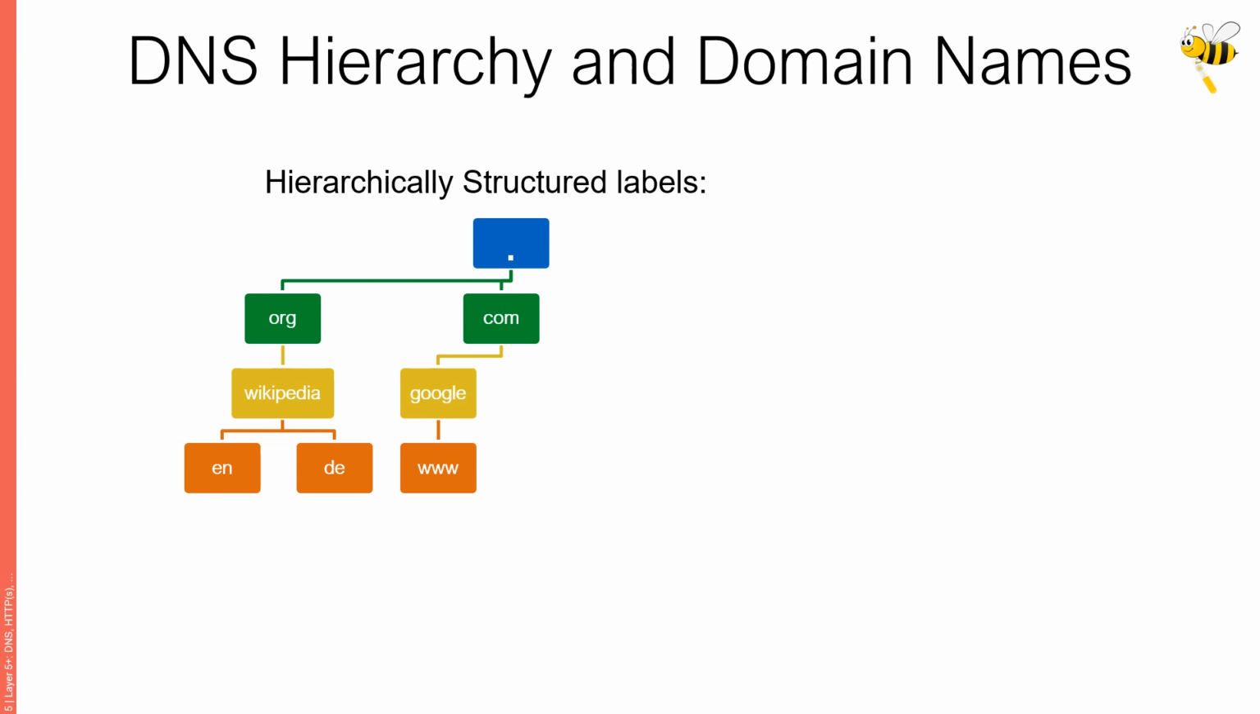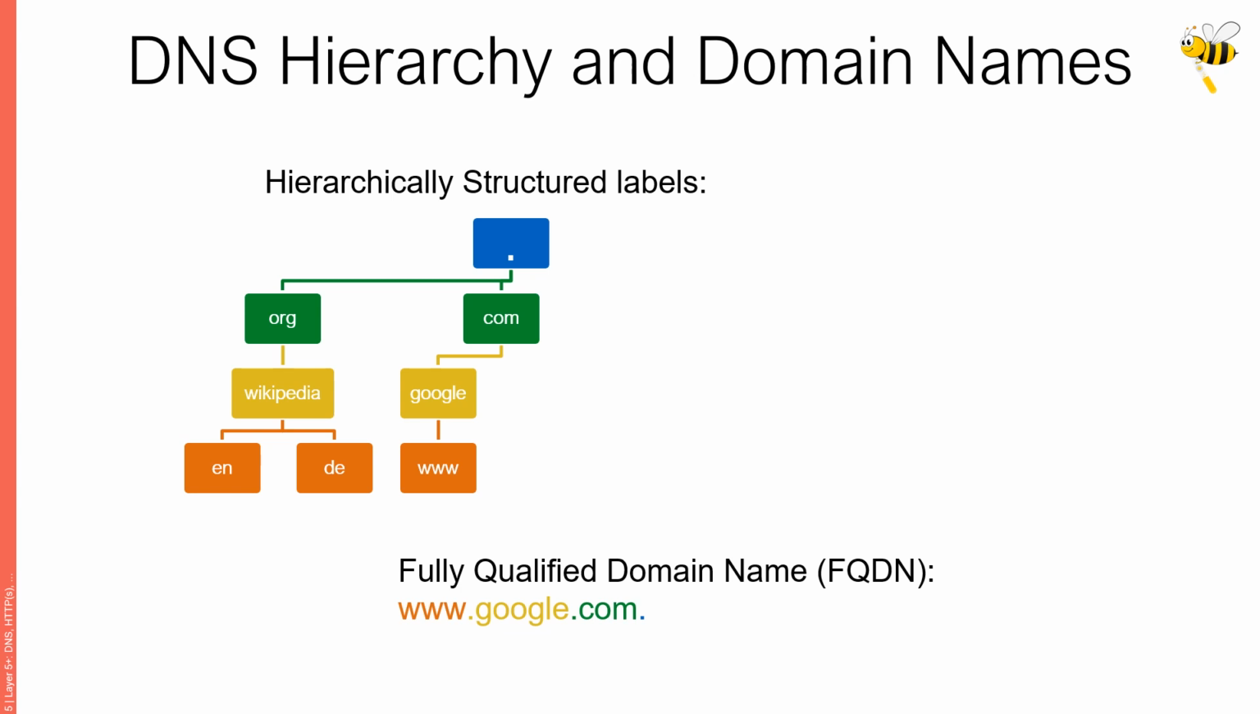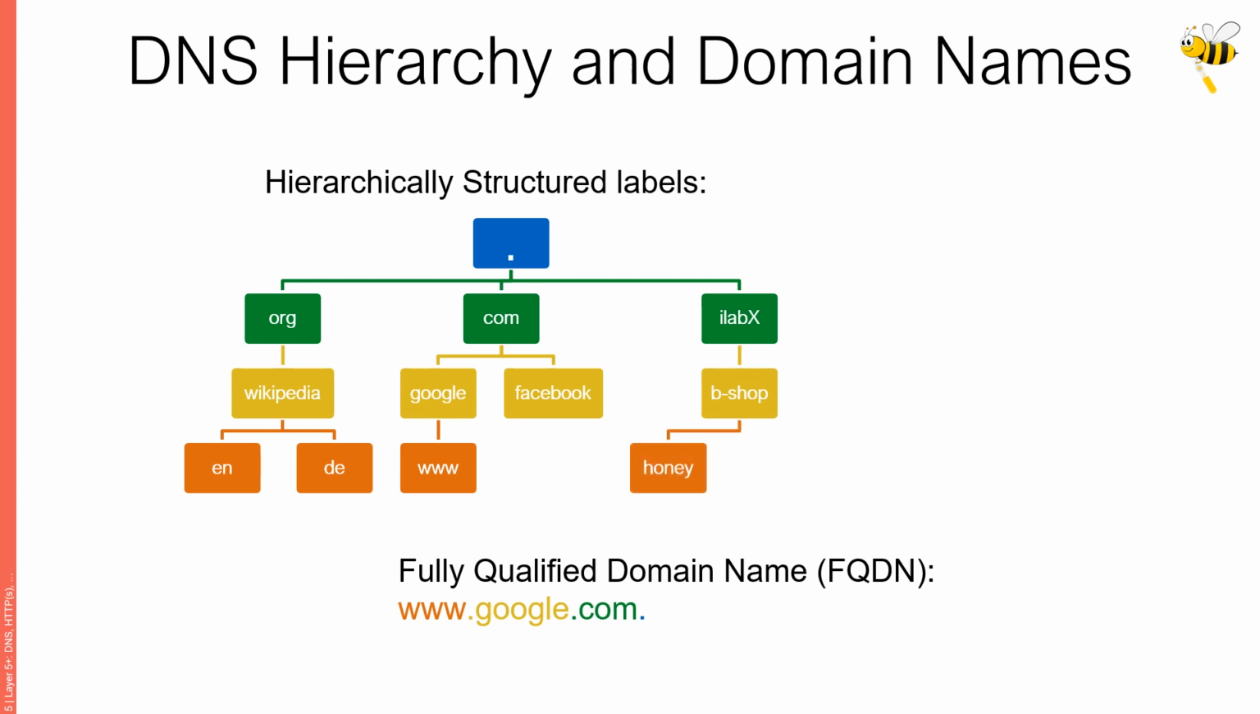And when we combine all labels from the bottom to the top, this gives us a fully qualified domain name. So in this case, for example, www.google.com. Note the dot at the end. Usually we skip this in practice, but it is part of the domain name. And therefore, if you really want to have the full domain name, you have to use it. Another example we use through the course is our own imaginary honey.b-shop.ilabx domain name, which we can see here.